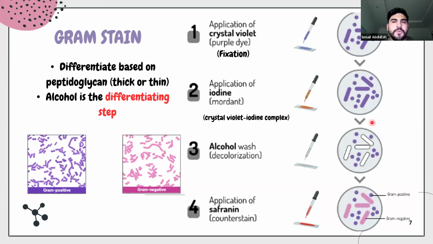Because then when you add alcohol to it, it's going to wash away the remains of the dye. Those who have thin cell walls are not going to be stained purple. And then we add another counterstain, so those who were not stained will be pink. We add safranin, and it's going to give you this pink color right there.